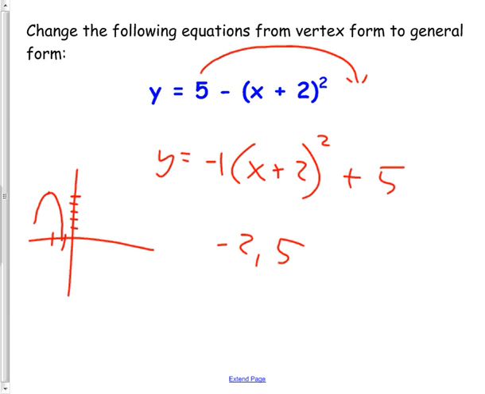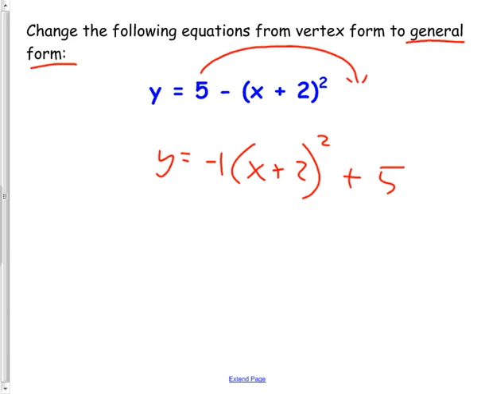Now, that's not what they asked for, though. They asked for general form. So generally, you just multiply it out. So to multiply this thing out, I just got to remember to do that first in the order of operations. Next, after squaring, after exponents, comes that, which is a multiply by -1. And the last thing you do is add 5.